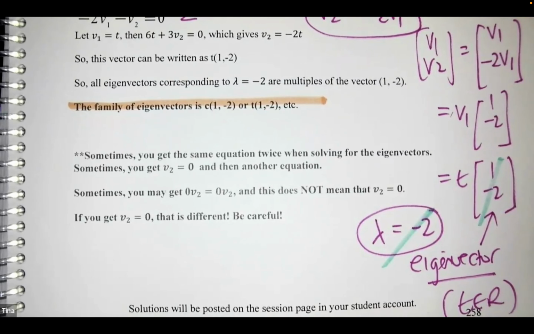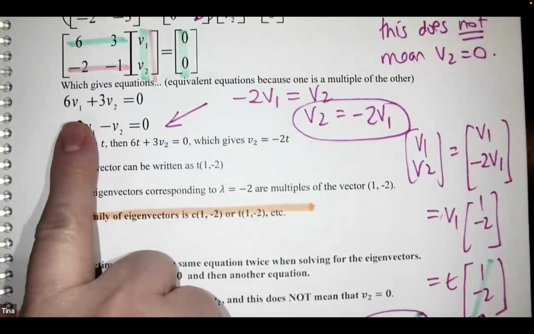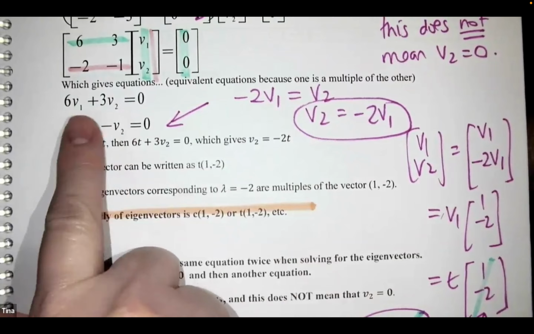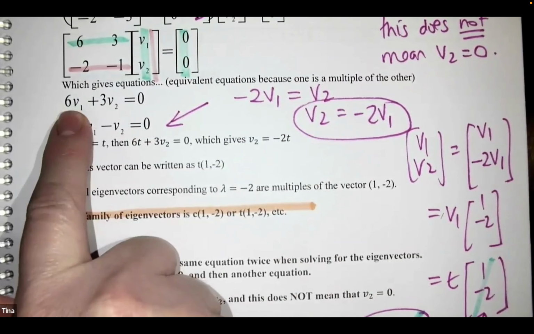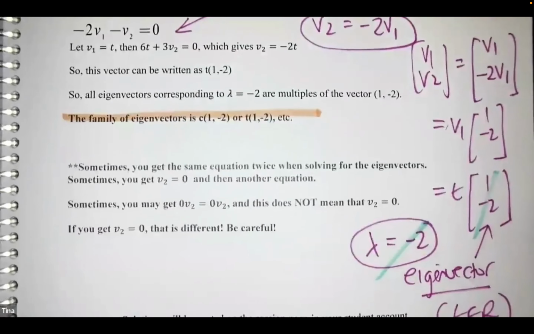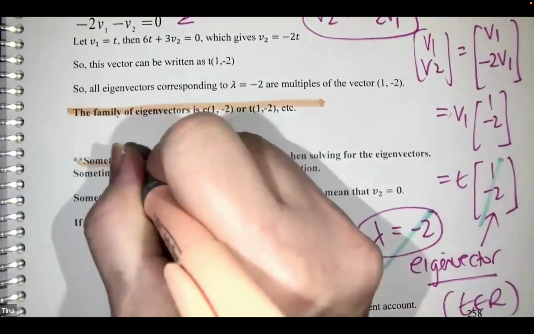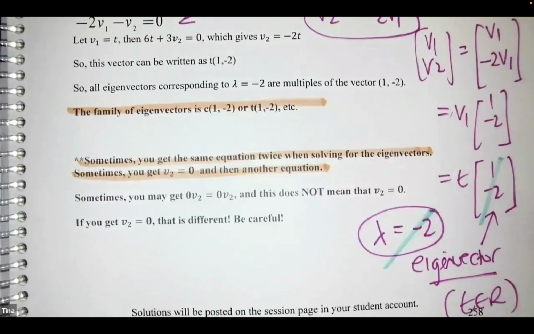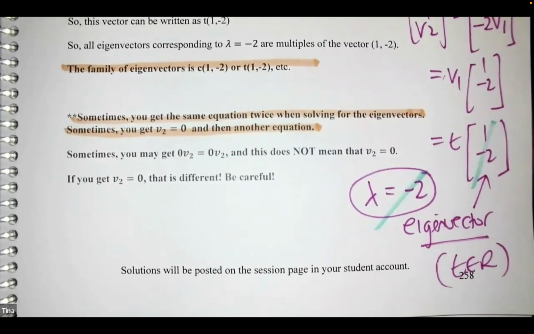Sometimes we get the same equation twice. If I solve this one, I get the same thing as I got here, because if I divide both of these equations by 3, then it'd be 2v1 plus v2, which is equivalent to this. So sometimes both equations are the same thing. Sometimes one equation will give you v2 is 0, but just be careful: if you get 0 v2 is 0 v2, that's not the same thing. So just beware.